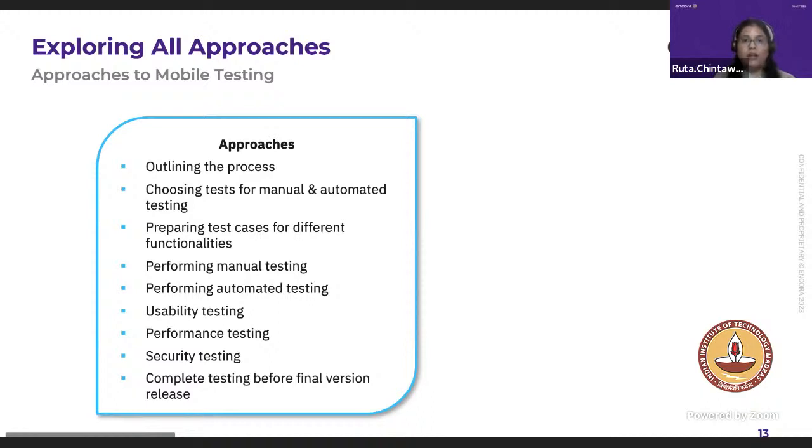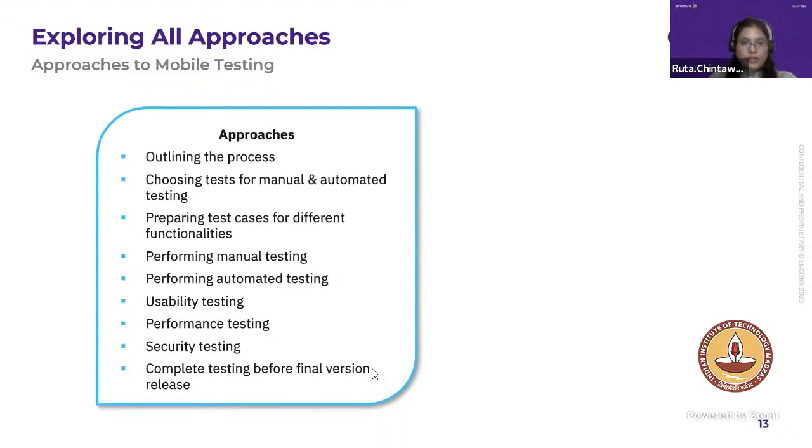Then we have HIPAA, a guideline generally used when we have healthcare applications which collect, store and process medical data. At that time we can consider this type of guideline. Then we have the final version release. As part of the final version release, we will be testing the entire application before releasing to the market. This is the final testing, end to end, where we cross check whether it is working as expected, whether there is any issue or discrepancy. All this testing will be done before the final version release. So these are the approaches we can include as part of mobile testing.